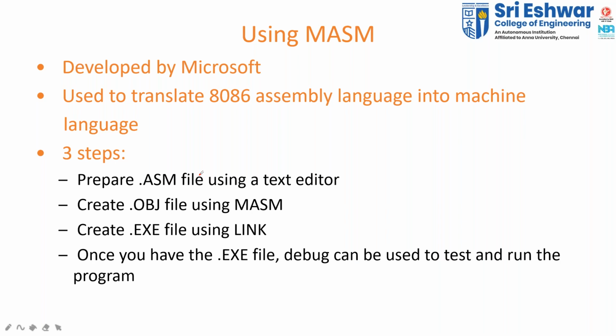We're supposed to give a file name with the extension .asm, and we have to link the files. Followed by linking, you have debugging, correct? And finally, you are going to execute your program. These are the steps to be followed for MASM operation.